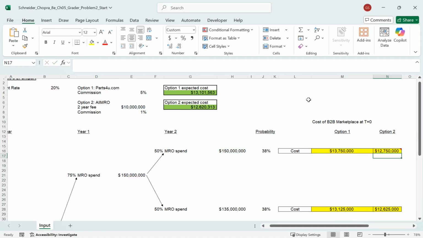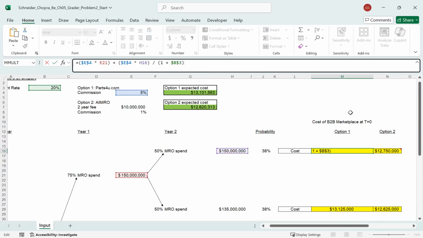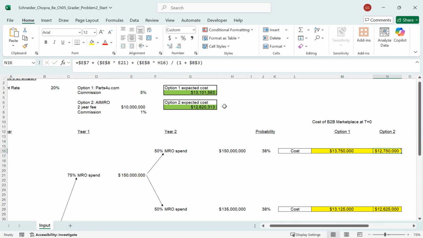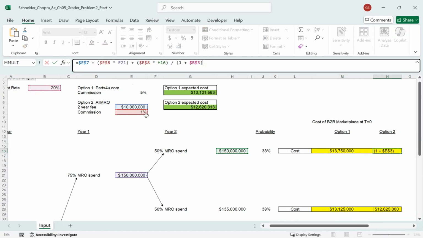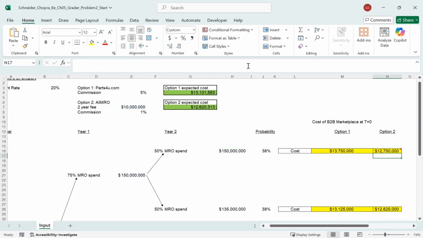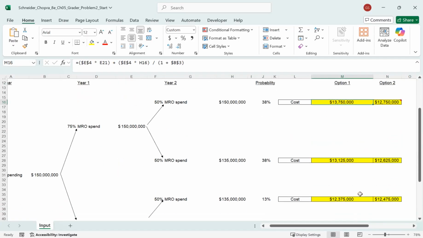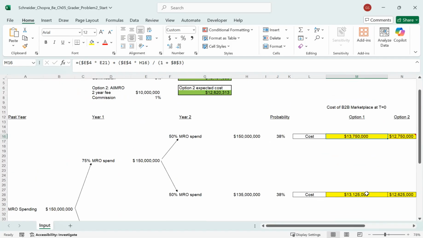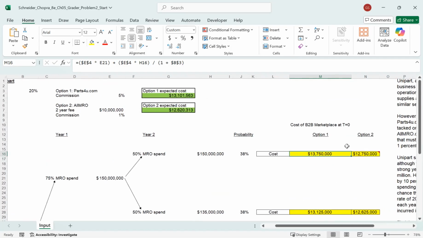And then what I did is I made sure to make absolute the cells that are going to stay as we drag down the formulas. So our discount rate is going to stay and the commission fee. And then for option 2, we know discount rate again and then commission fee. And this $10 million is also going to stay. So then I made those cells absolute and dragged that formula down for each scenario. And then it populated this expected cost for option 1 and option 2.